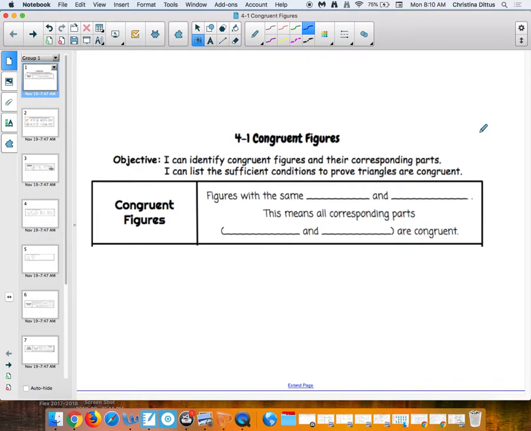Alright, so congruent figures are figures with the same shape and size. So kind of like our translations, reflections, rotations. Not dilations, they can't change size, nor can you go from like a triangle to a square. Okay? Those would not be congruent. This means all our corresponding parts are things like angles and sides. So that means that every angle of one triangle matches an angle of another triangle, and every side matches the side of another shape. Okay?